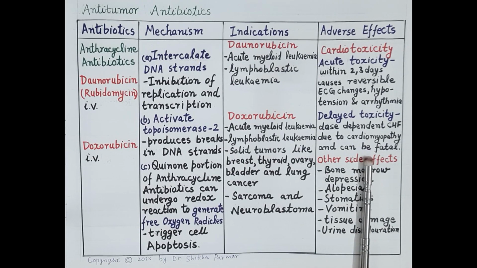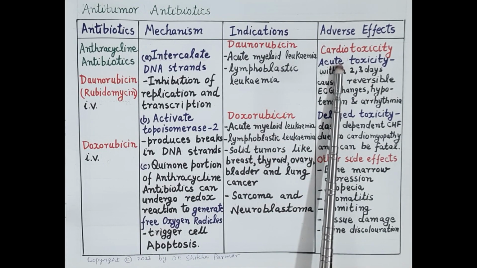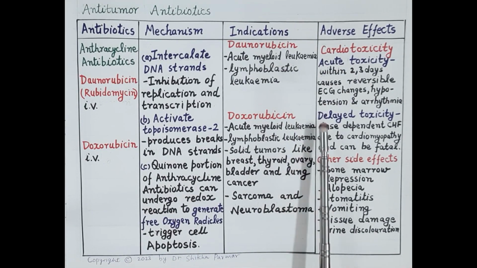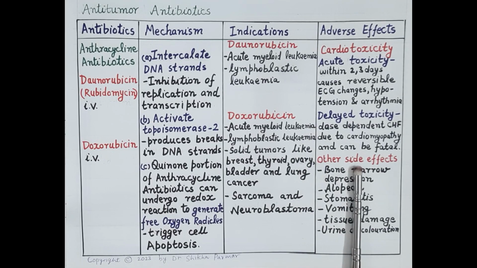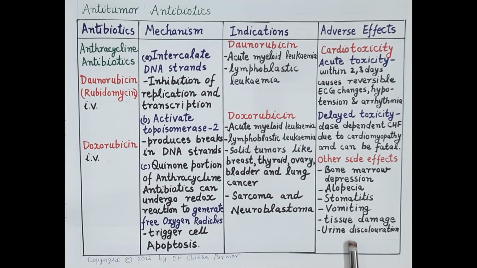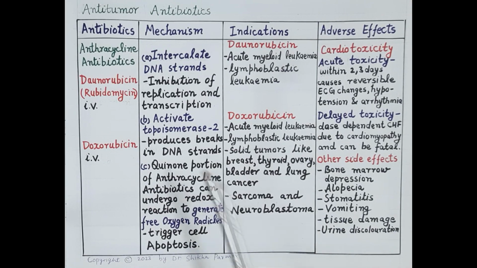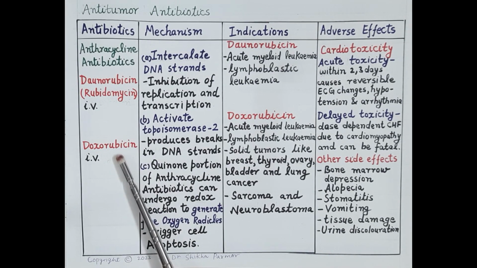So, the main toxic effect of daunorubicin and doxorubicin is the cardiotoxicity, which can be acute toxicity or a delayed toxicity. Other side effects are bone marrow depression, alopecia, stomatitis, vomiting, and tissue damage on extravasation, that is after the injection of these antibiotics, and urine discoloration can also occur. The color of urine can change to red. So, these are the adverse effects of these antibiotics. So, this is the pharmacology of daunorubicin and doxorubicin.